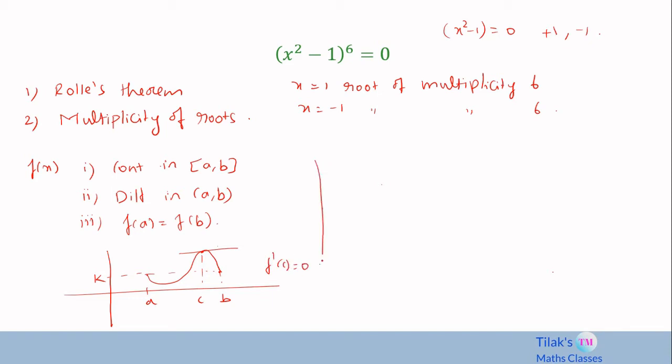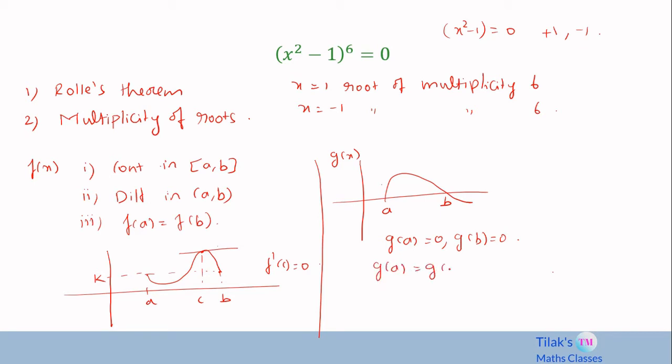Now what we are going to do here is take an even more particular case. Let us say again we consider a function which is continuous and differentiable such that a and b are two roots. Let us say this is a and b. This is another function, let us call that g(x). This is the curve of g(x) which is continuous and differentiable throughout, and a and b are the roots of this function g(x). So g(a) = 0 and g(b) = 0, and we can hence say g(a) = g(b).